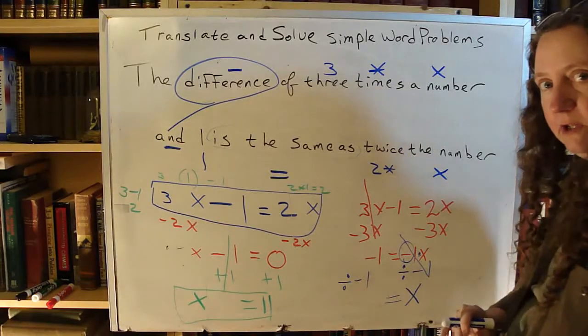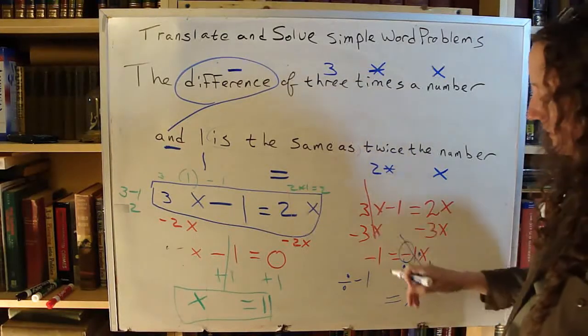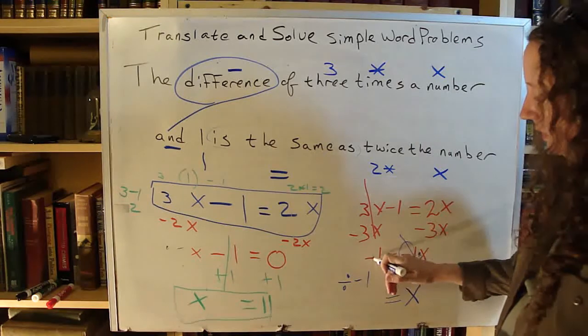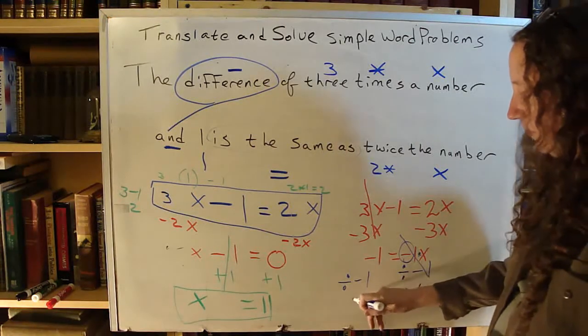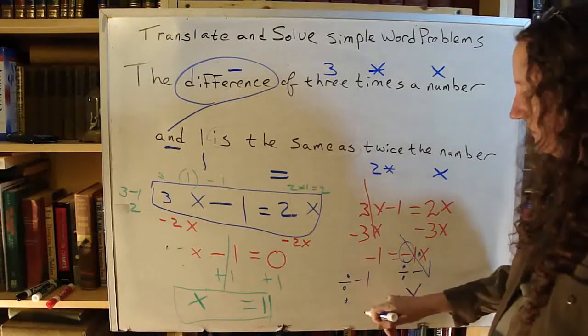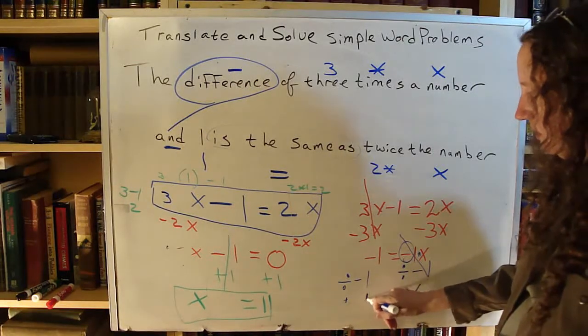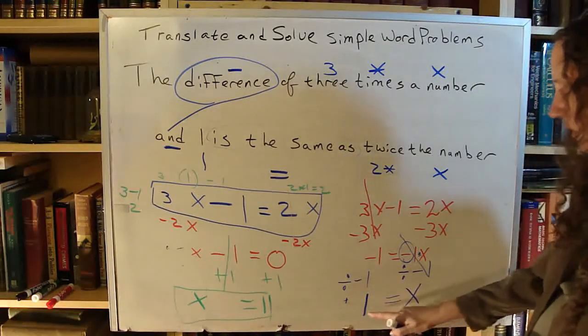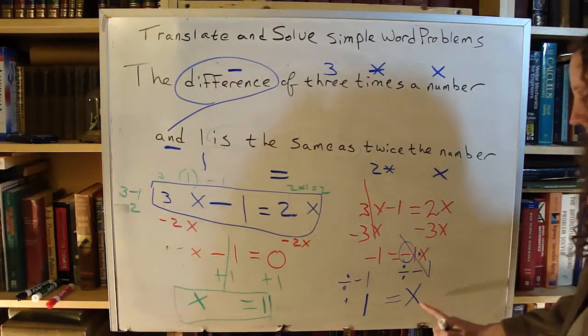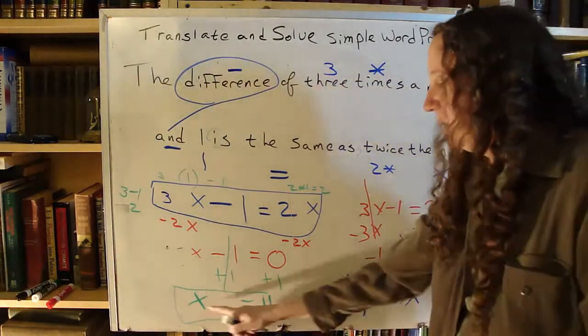Use your calculator if you need to. Preferably you don't need to for this. Two negatives with multiplying and dividing gives me a positive. 1 divided by 1 is 1. 1 equals x, or x equals 1. Same thing as what I have over here.